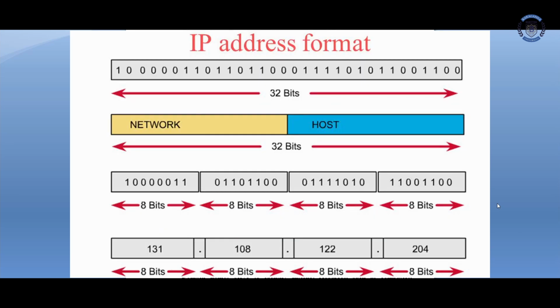IP address. An IP address, a unique logical address, is assigned to a machine over the network. And the IP address exhibits the following properties. An IP address is 32 bits or 4 bytes long. It consists of two components, network component and host component. Each of the 4 bytes is represented by a number from 0 to 255, separated with dots.